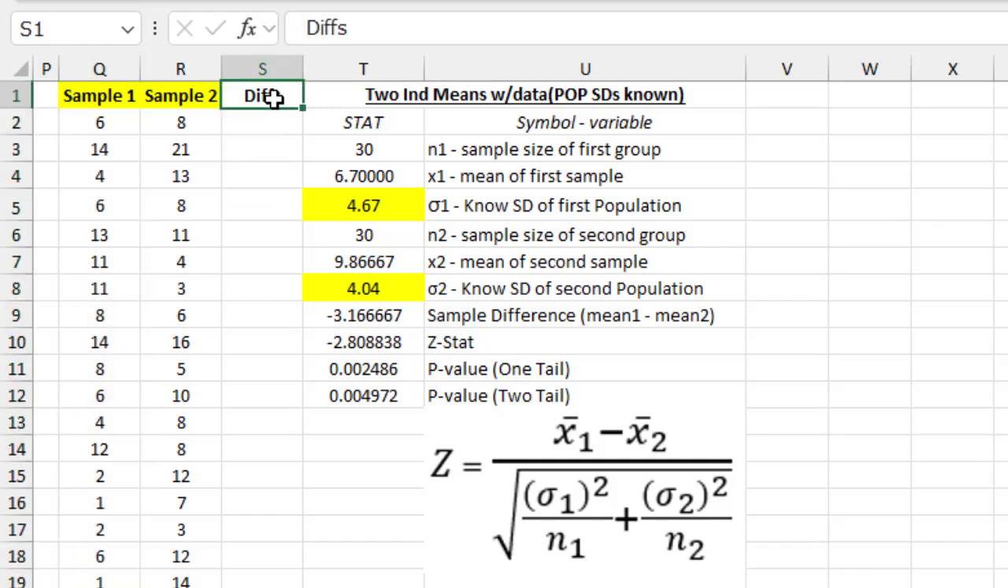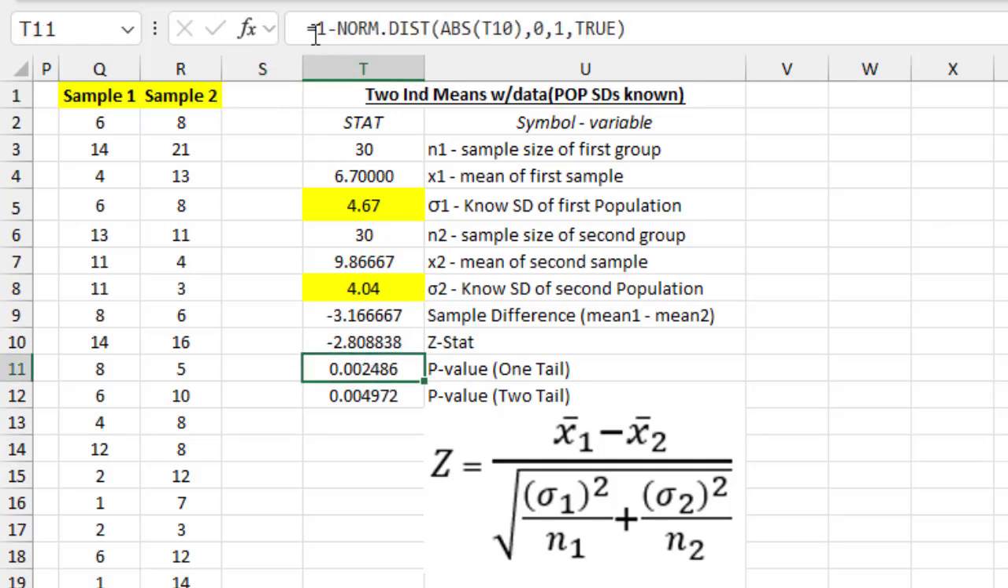It's to get us an accurate p-value for any scenario, whether the first sample has a bigger mean than the second sample or vice versa. We're still going to get an accurate answer if we always do the complement of the absolute value. The absolute value will always give us a positive z, and then we want the area above that positive z-score. The NORM.DIST gives us the area below it, so if we do 1 minus, we're now always getting the area above a positive z-score.